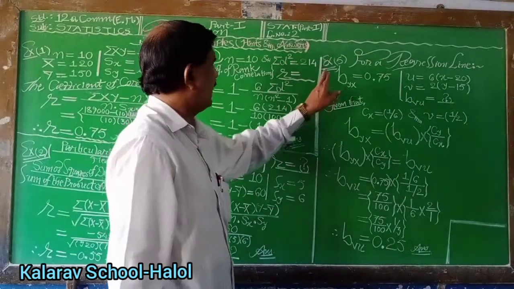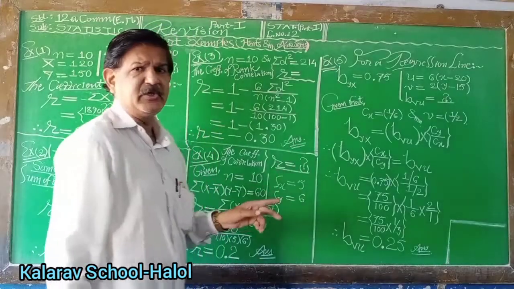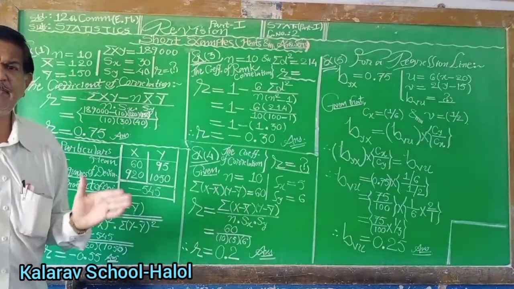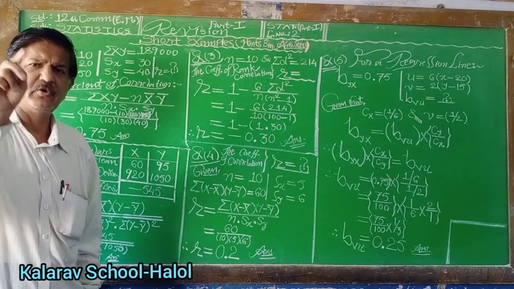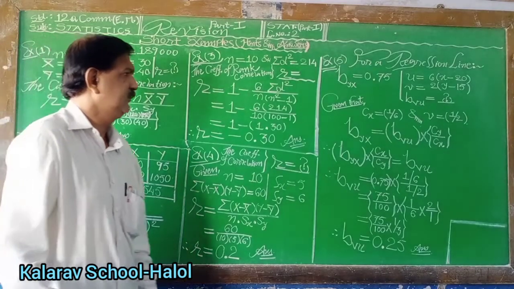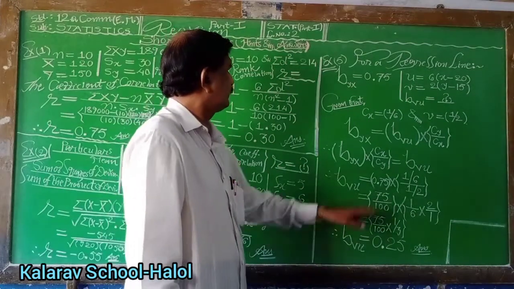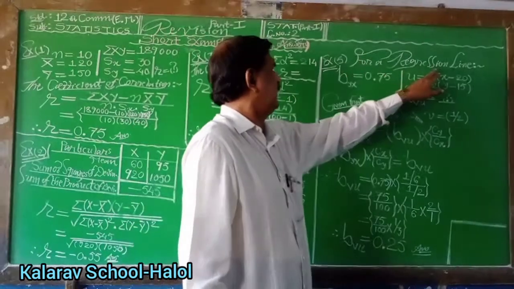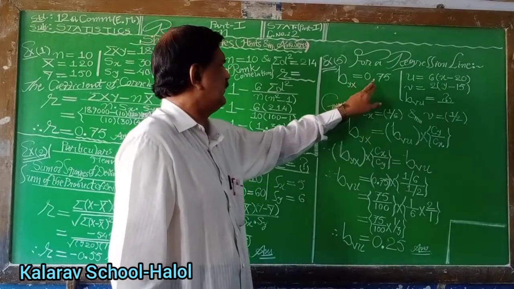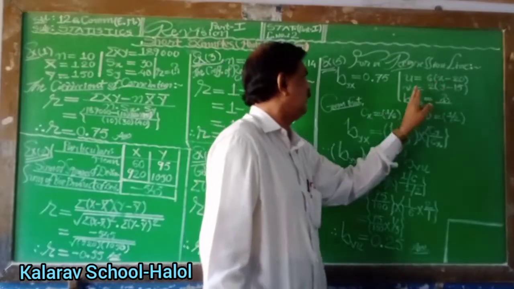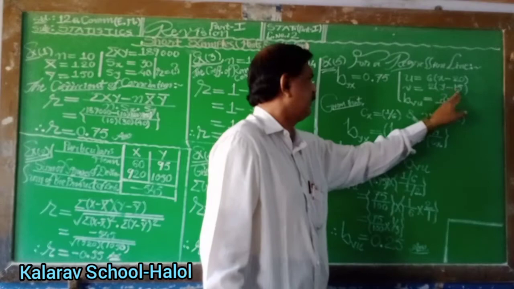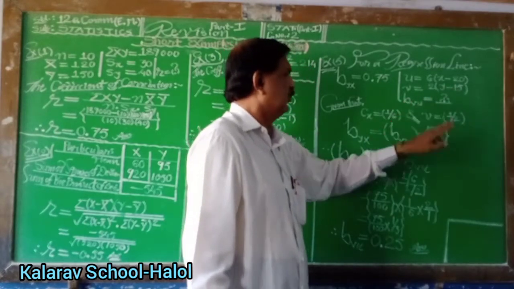Final example, example number 5. Generally this type of example can be asked in section C or in section D, for 2 to 3 marks in the board examination. For a regression line, Byx is 0.75. U is given by 6 times x minus 20 and V is given by 2 times y minus 15. Calculate Bvu.